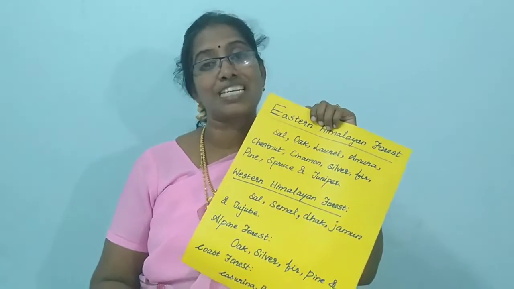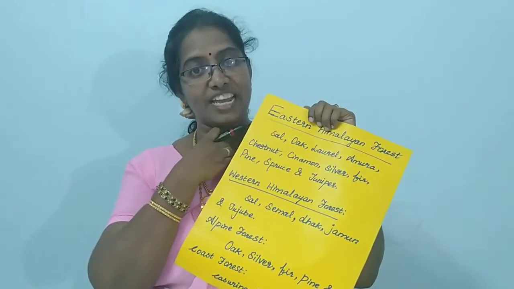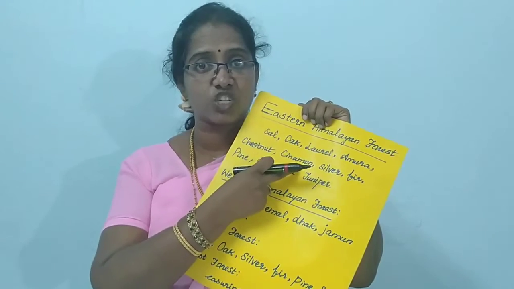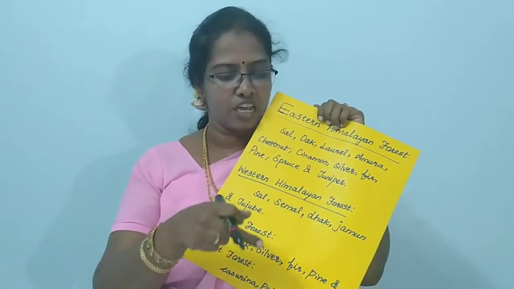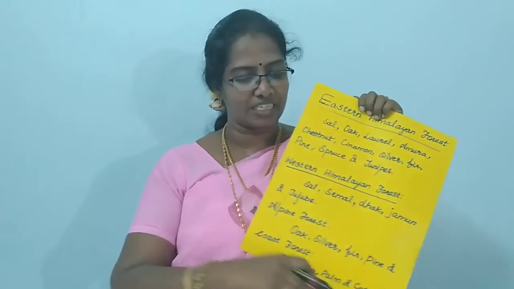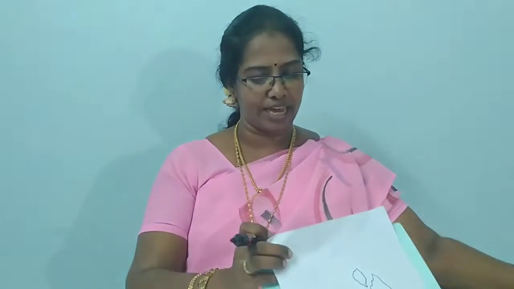The next one, the western Himalayan forest. The previous one, as I told, is available only in areas of more than 200 centimeter rainfall, in the northeastern states, the Seven Sisters area. In the western Himalayan forest, the rainfall is moderate, medium rainfall only.